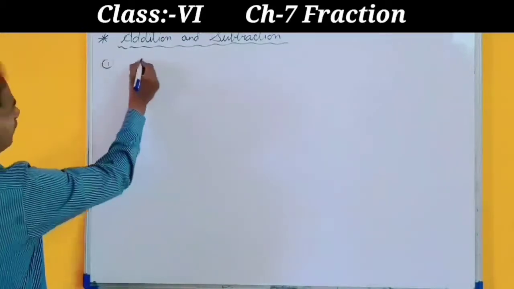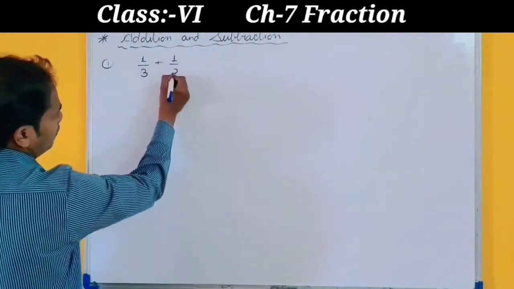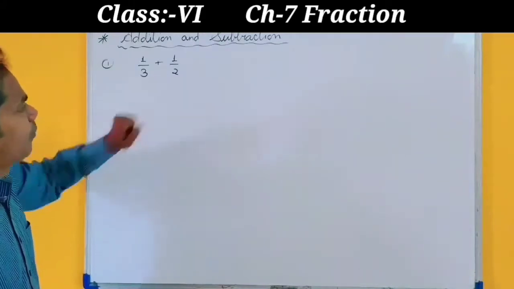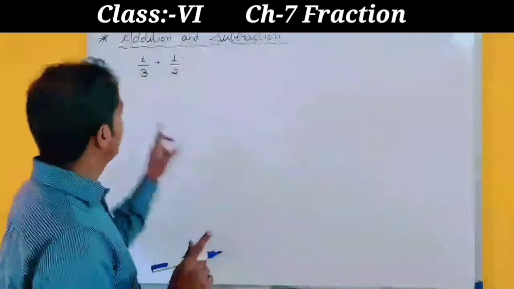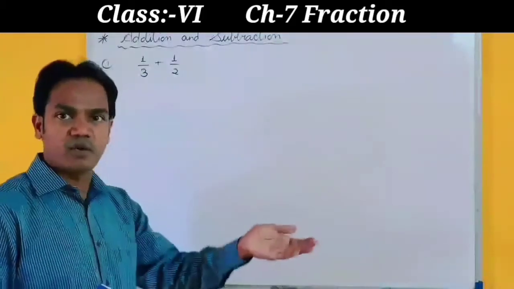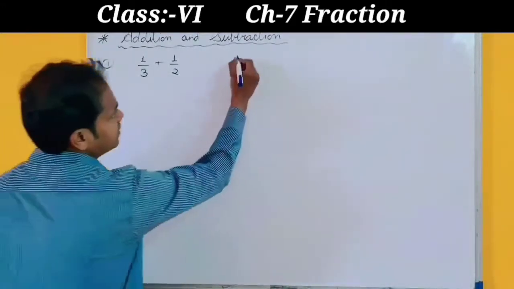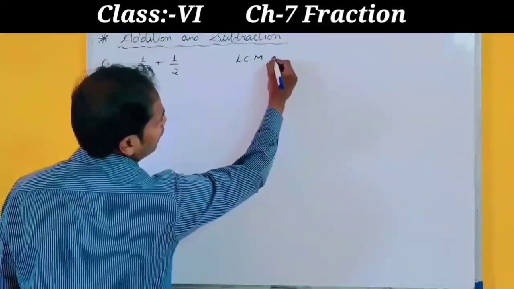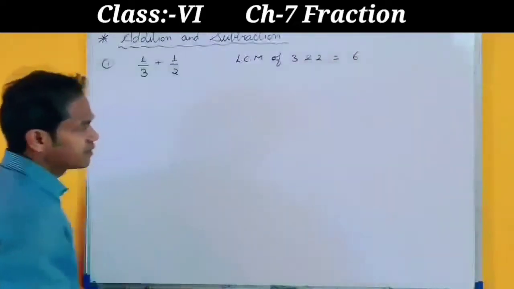Okay, first question I have taken 1 upon 3 plus 1 upon 2. This is addition of fractional numbers. Both are proper fractions. So how will you add these numbers? Your first step, you will take the LCM of your denominators. Denominator means down value. D means denominator and D means down. Okay. 3 and 2. What is the LCM of 3 and 2? LCM of 3 and 2 is 6.